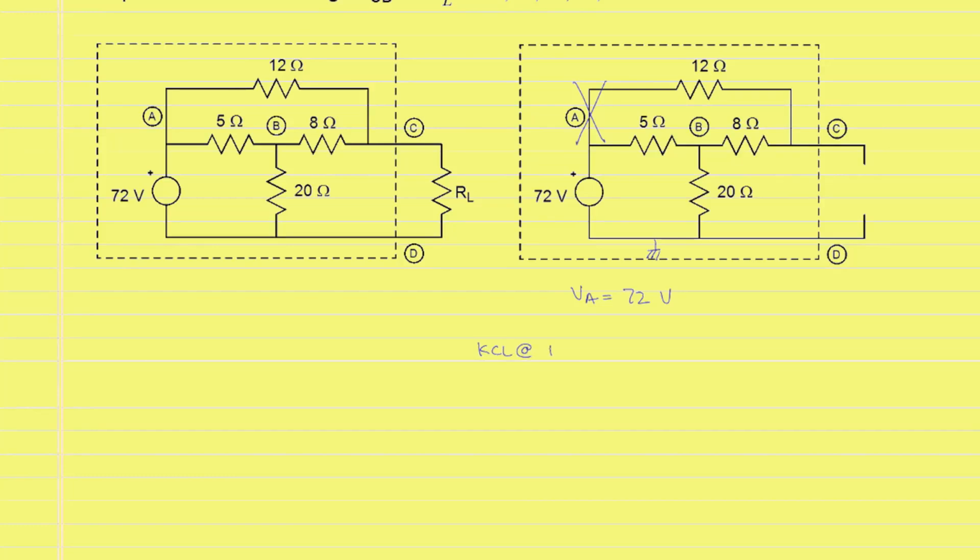KCL at B, we will assume all currents are leaving node B through the 3 resistors, and the first term will be VB minus VA, which we know is 72 volts, divided by 5, plus the current leaving through the 20 ohm resistor, VB by 20, plus the current leaving through the 8 ohm resistor, which will be VB minus VC by 8, is equal to 0 to satisfy KCL.